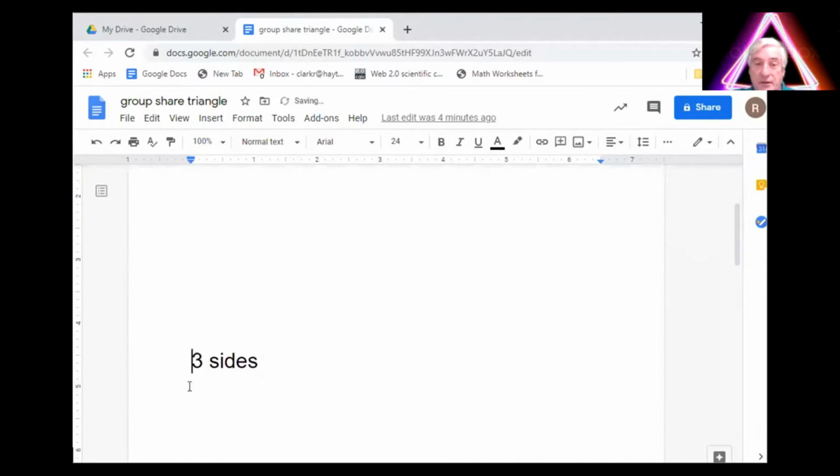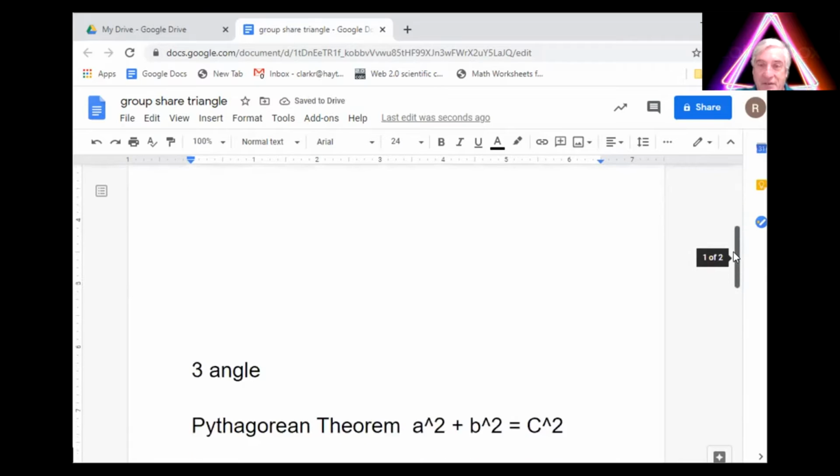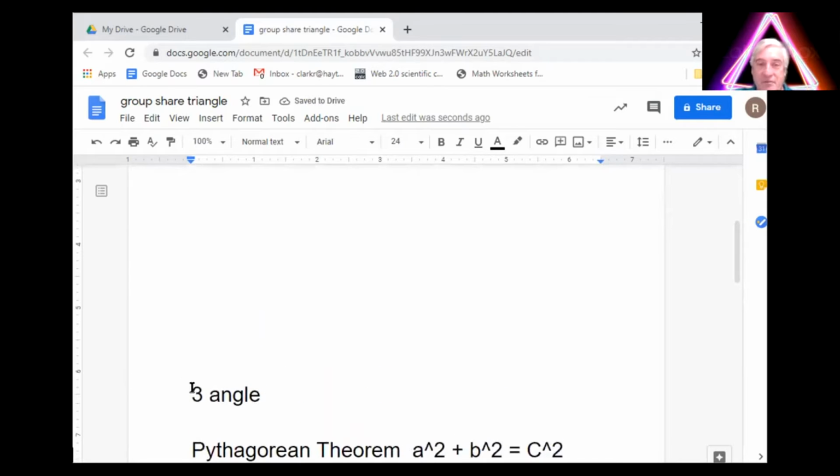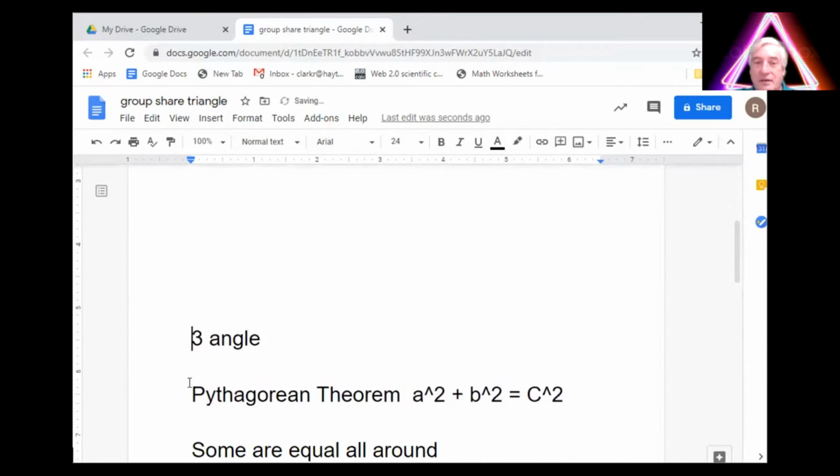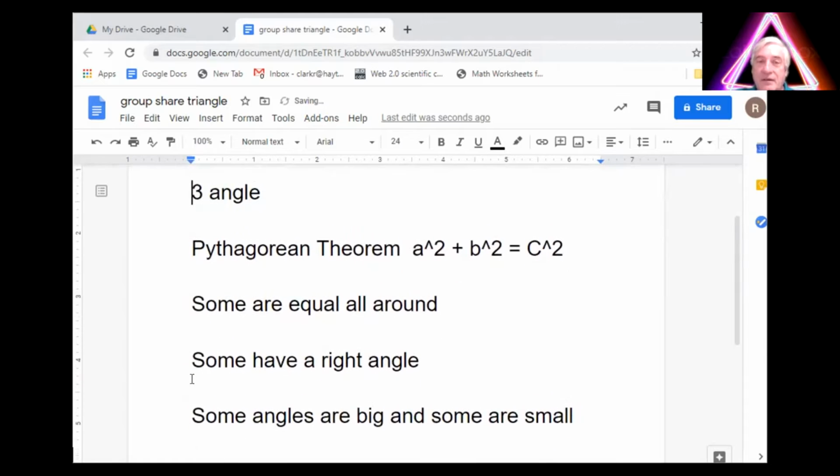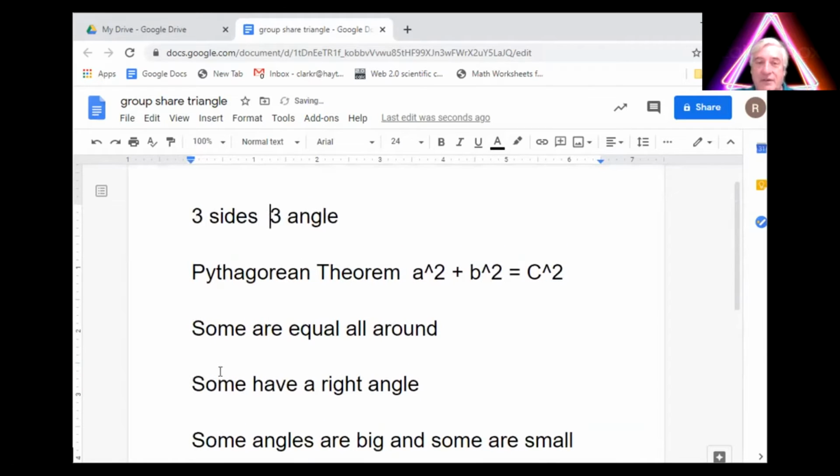There's one. A triangle has 3 sides. And octagons have 8 sides. And squares have 4 sides. That's the beginning. What else do you know about triangles? Oh, there we go. If it's got 3 sides, it's also got 3 angles.